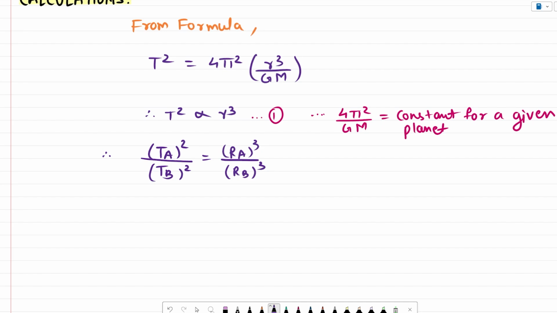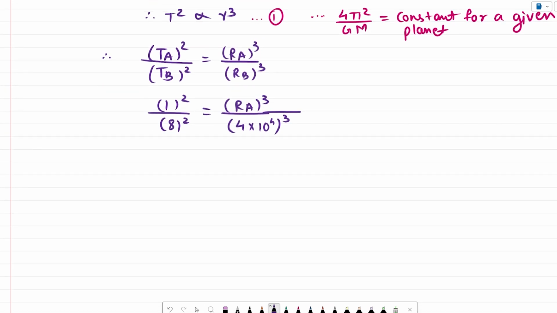And we know the quantities. TA is given to us as 1 hour, and the time period of satellite B is given as 8 hours. So 1 upon 8 square is equal to RA cube, as the radius of orbit for satellite A is unknown to us, so we keep it as it is, divided by the radius of orbit of satellite B, which is 4 into 10 raised to 4, the whole cube. Now let's bring all the unknown terms on one side. So RA cube is equal to, with all the known terms on the other side, 4 into 10 raised to 4 the whole cube divided by 8 square.